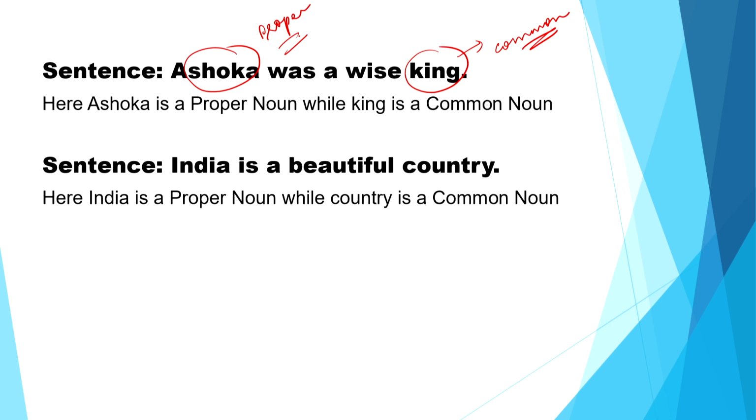Now, let us take another example. India is a beautiful country. First of all, let us identify the nouns over here. India and country, these are 2 nouns. Now, India here is a proper noun, whereas country is a common noun.